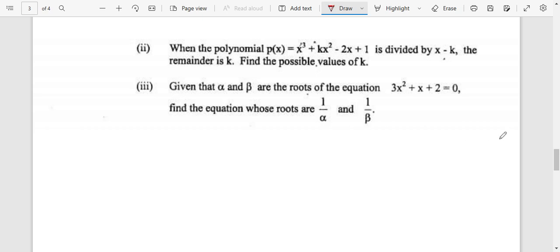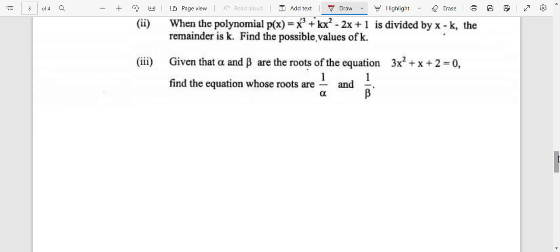Okay, we have got this one. When the polynomial p of x, which is x to the power 3 plus kx squared minus 2x plus 1, is divided by x minus k, the remainder is k. Find the possible value of k.